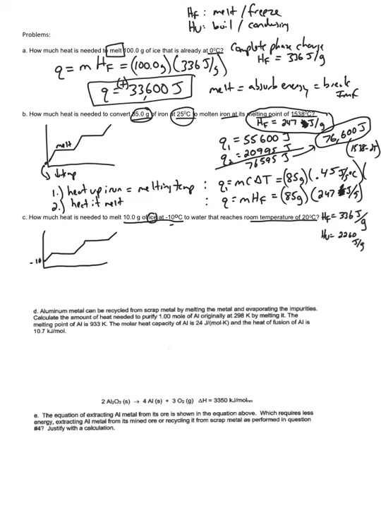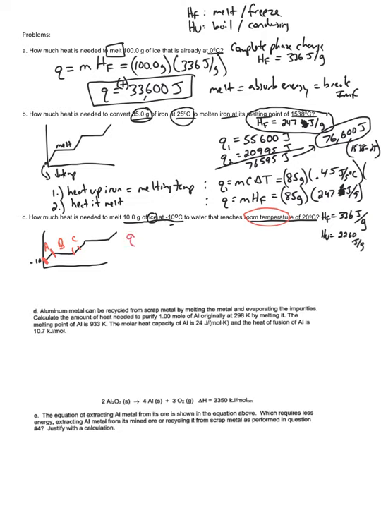So I've got to start here and I've got to get it to its melting point. Then I've got to melt it. Now, am I going to stop after I melt it? No, I then got to get it to room temperature, which is there. So I've got to go three sections of this phase change.